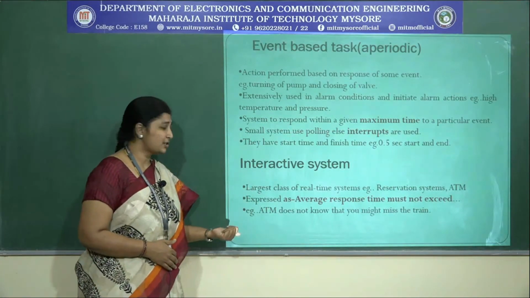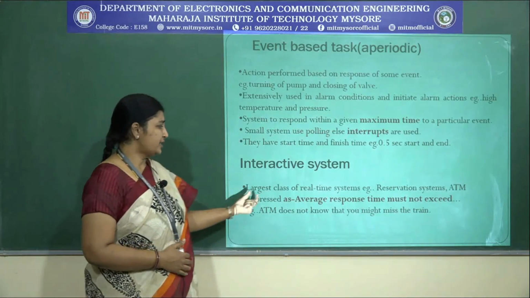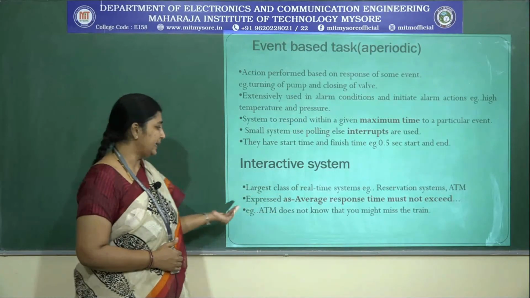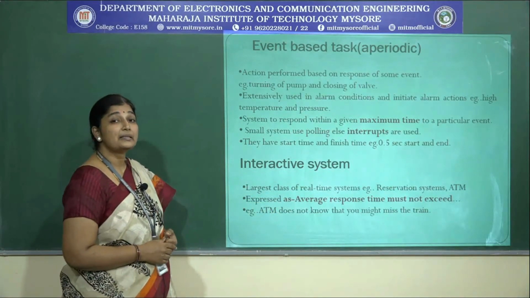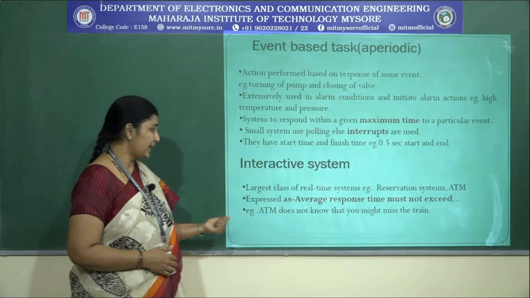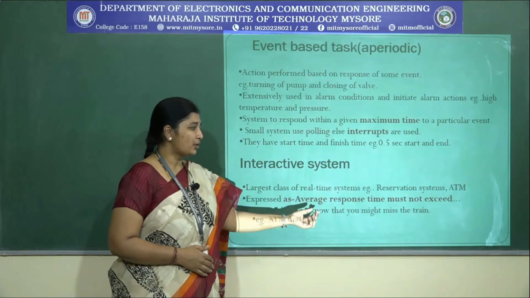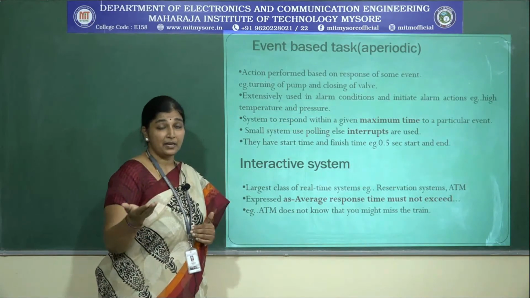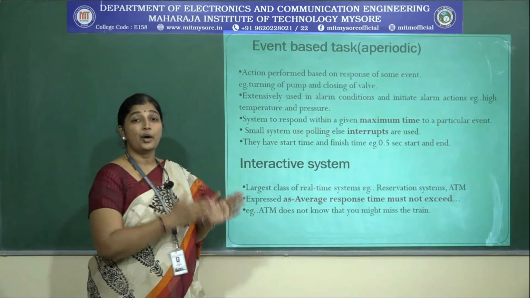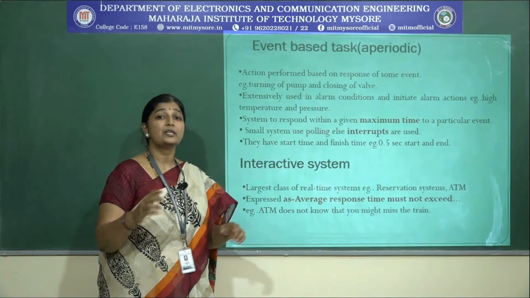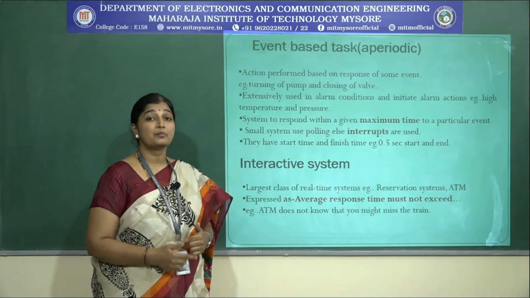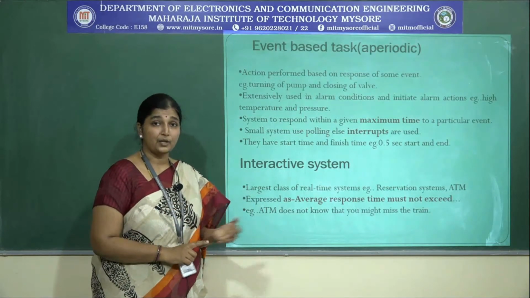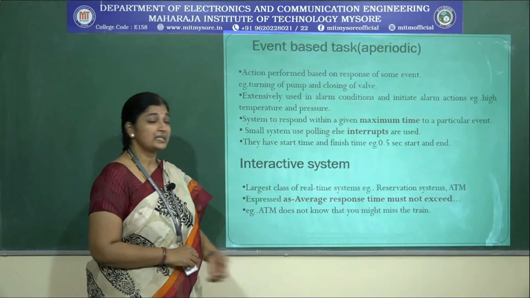What is an interactive system? The largest class of real-time systems are things like reservation systems and ATMs. These are all examples of real-time systems. We all know that. It is expressed as an average response time that must not exceed a limit. I have already explained how you have to stick to the time duration, else you have to retry again. So that becomes your interactive system. So you have clocked, you have event-based, and you have interactive systems.